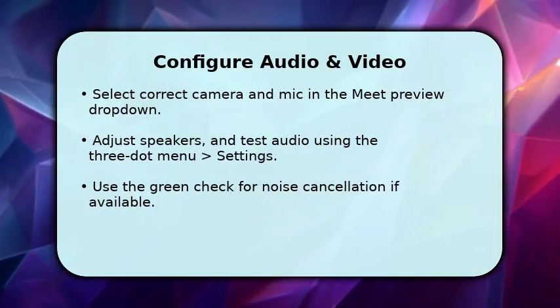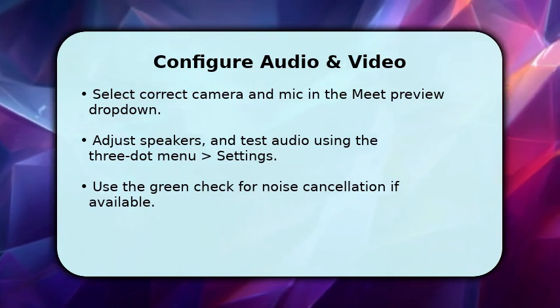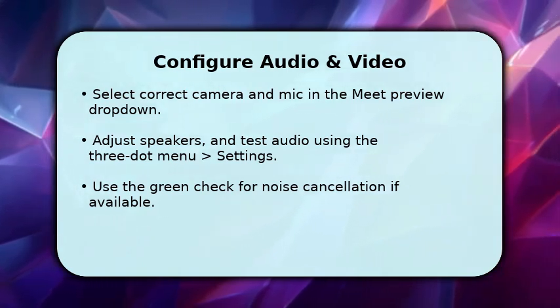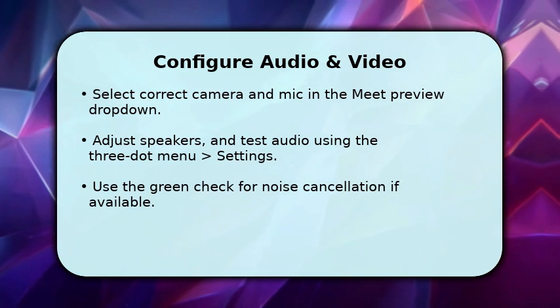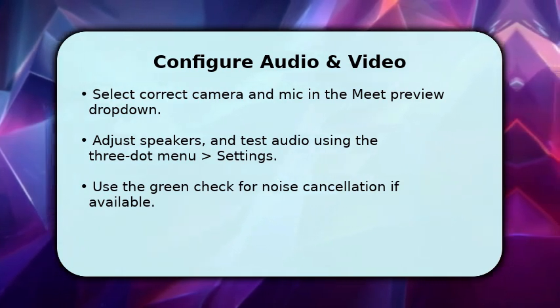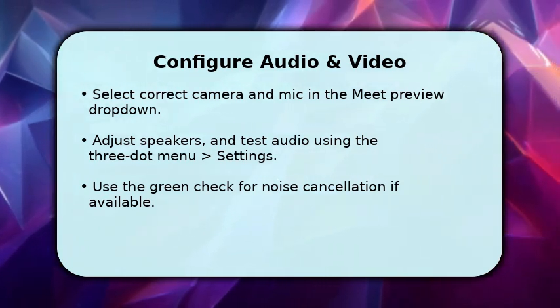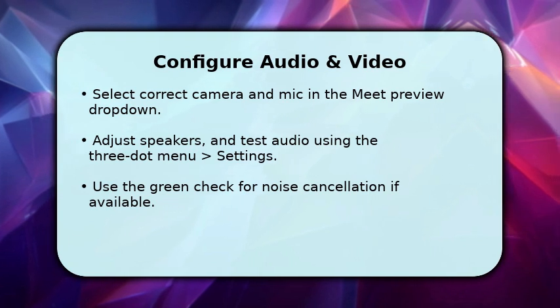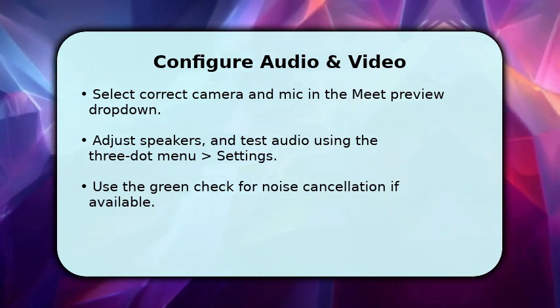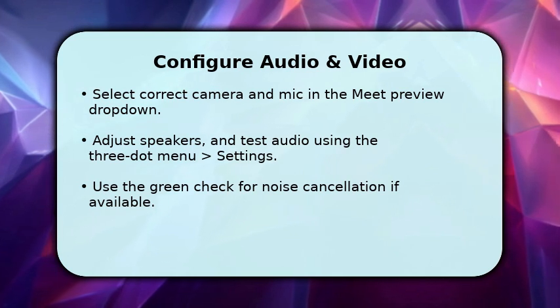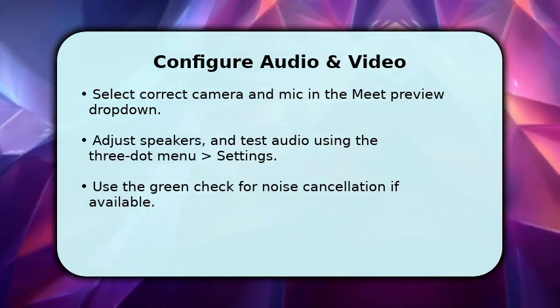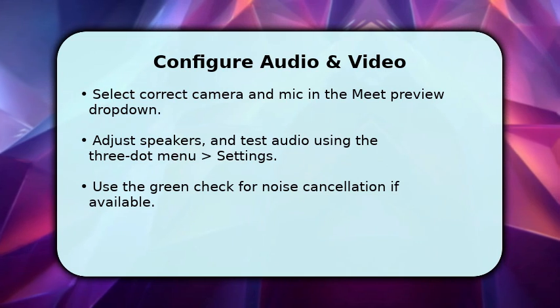Once in the meeting preview, pick your MacBook Air's built-in camera and microphone from the device menus so you don't go live with the wrong input. Then open Meet settings via the three-dot menu, test speaker output and microphone levels to confirm others will hear you clearly. If Meet offers noise cancellation, enable it to reduce background noise. This helps in busy environments.